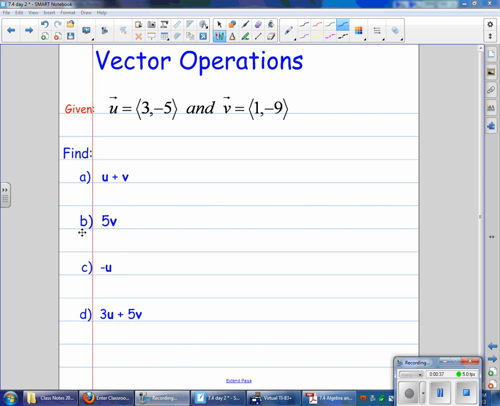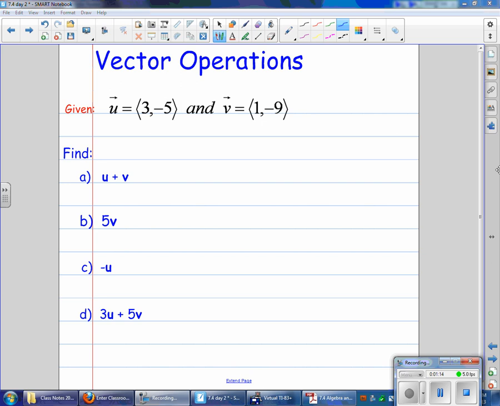So here are the four examples we're going to look at. We're going to find u plus v, which is actually going to represent the resultant, or the sum of vectors u and v. We're going to scale vector v by a scalar of 5, which again should make that vector 5 times as long. C here, we're going to find the opposite of vector u. Remember, negative u just means the opposite. It's the exact same length, just 180 degrees in the opposite direction. And then D, we have a combination of finding a scalar of u, a scalar of v, and then also finding their sum or their resultant.